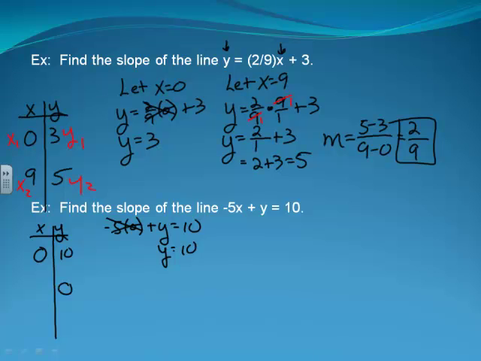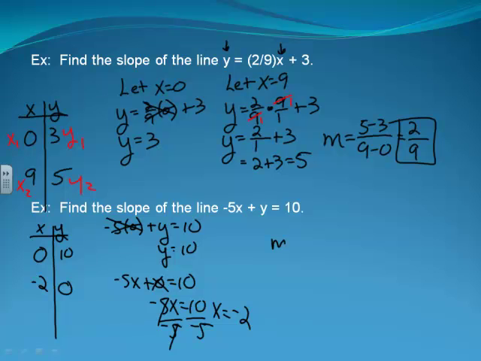Next, I'm going to let y be 0. So now I've got negative 5x plus 0 equals 10. That 0, of course, is gone. Negative 5x is equal to 10. Or if you divide both sides by negative 5, x is equal to 10 divided by negative 5, which is negative 2. So when x is negative 2, y is 0 for that equation.